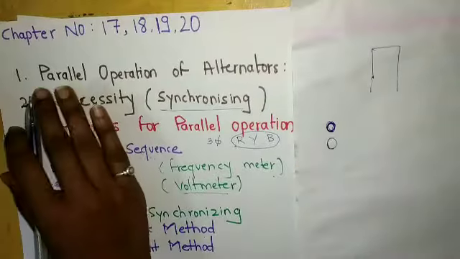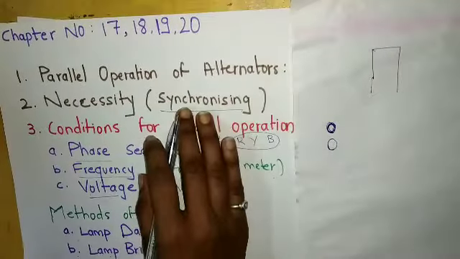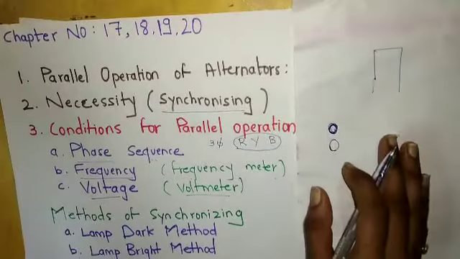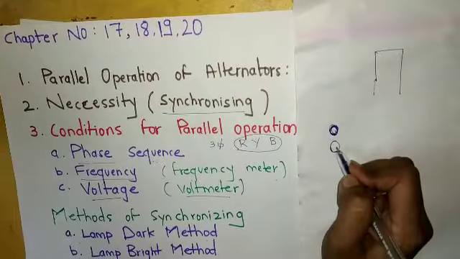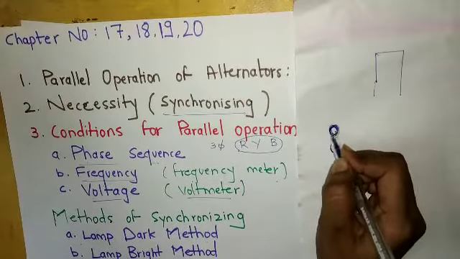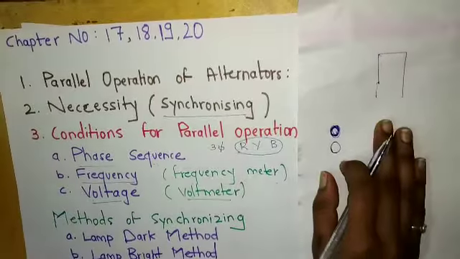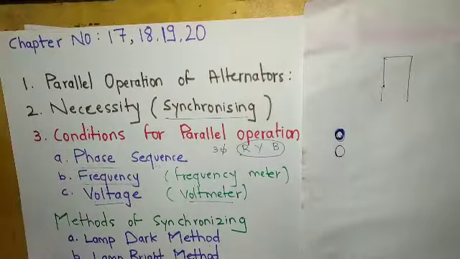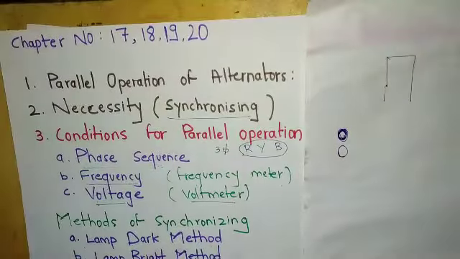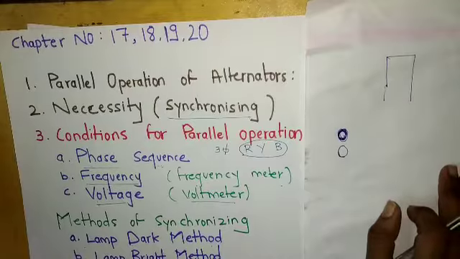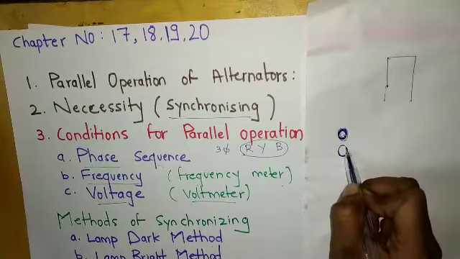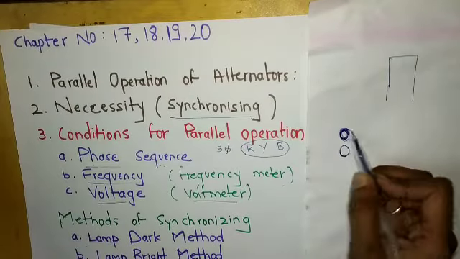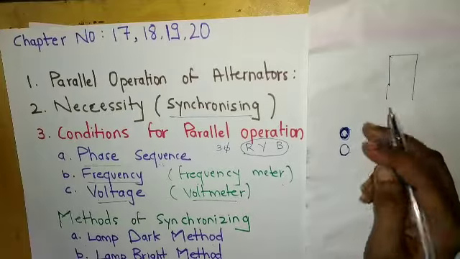So this is called as parallel operation of alternator, or it is called as synchronizing of alternators. Now here what I did, I connected another alternator with this first existing alternator. So this is nothing but the synchronizing of alternator. So what does it mean by synchronizing of alternator? Synchronizing of alternator means connecting second alternator in parallel with first alternator. So we are going to connect these two alternators in parallel.